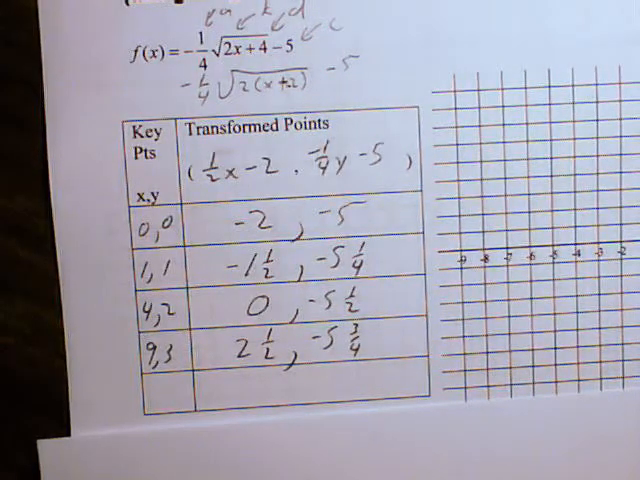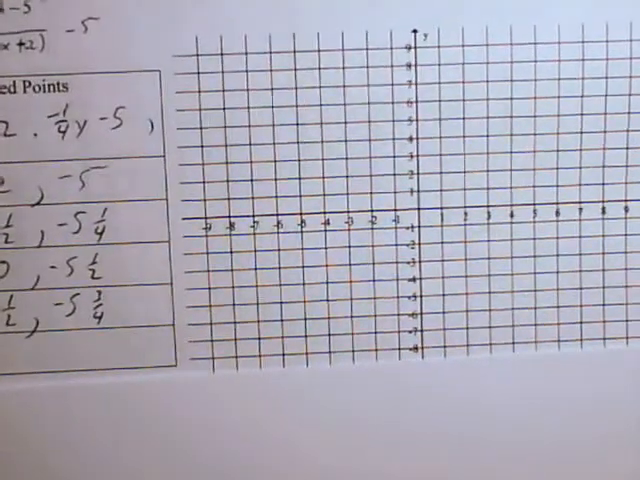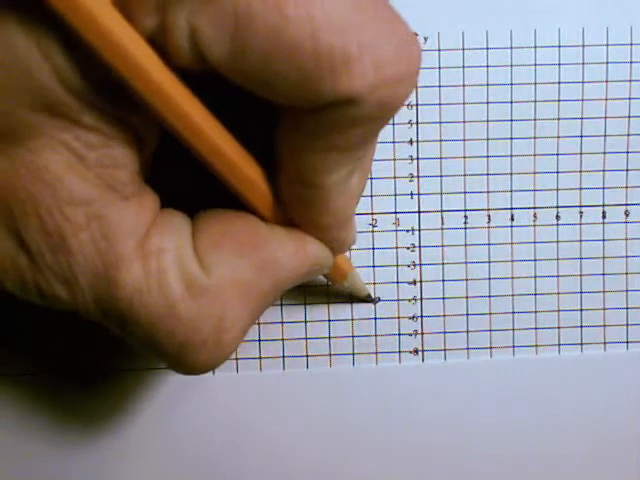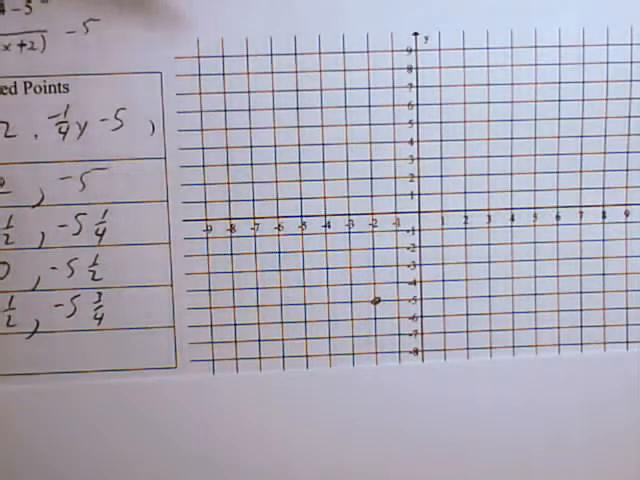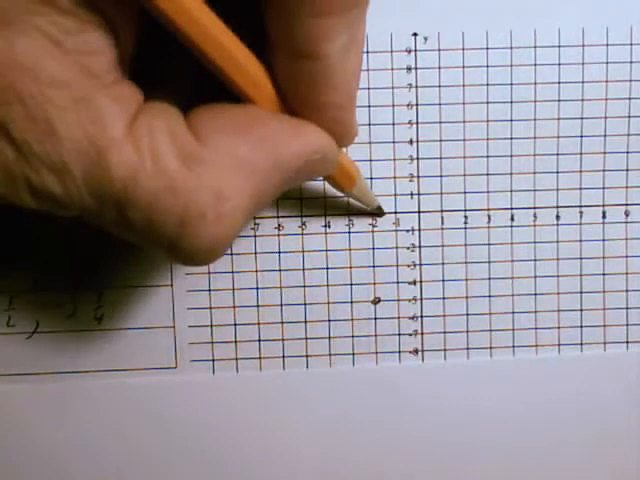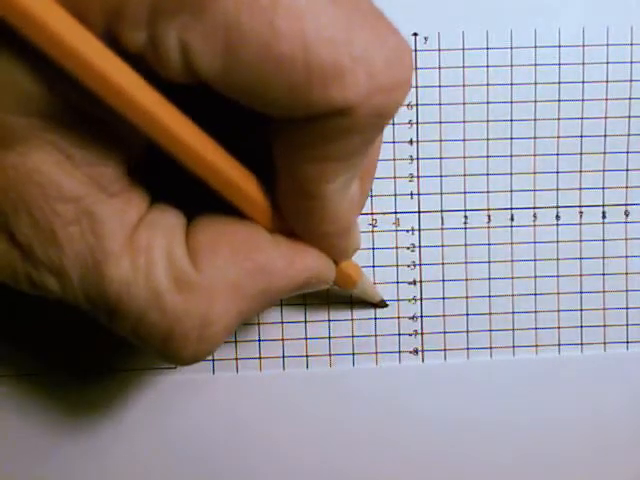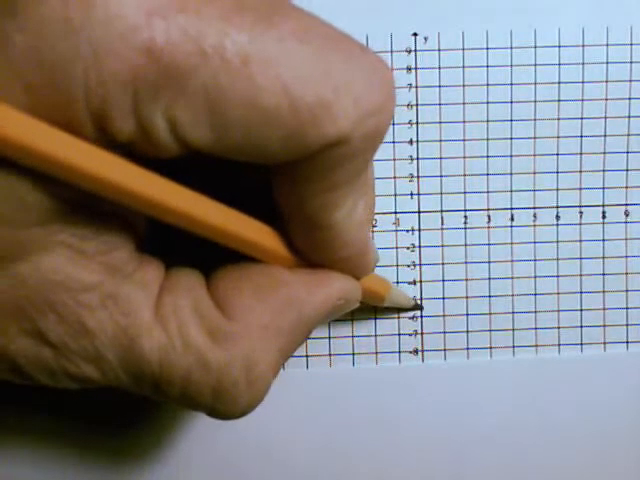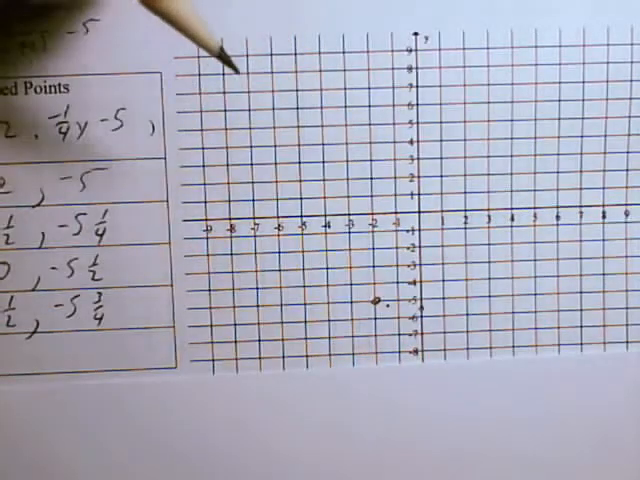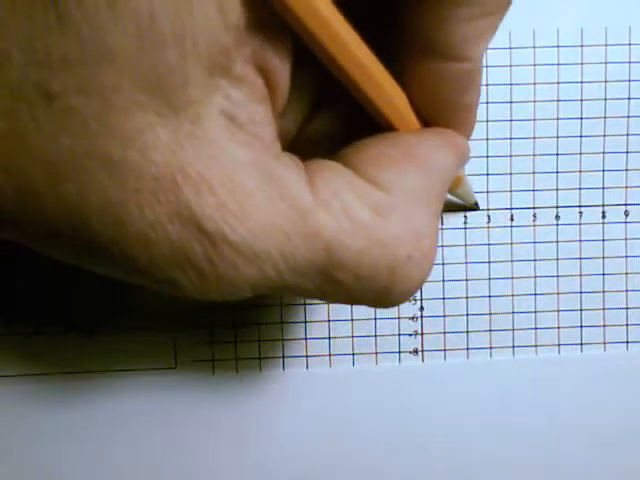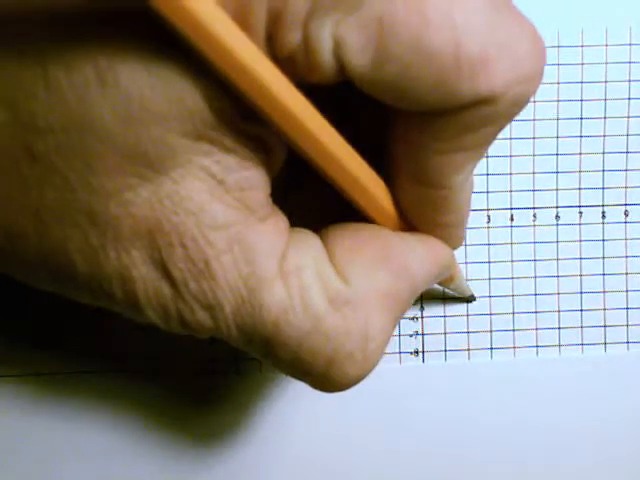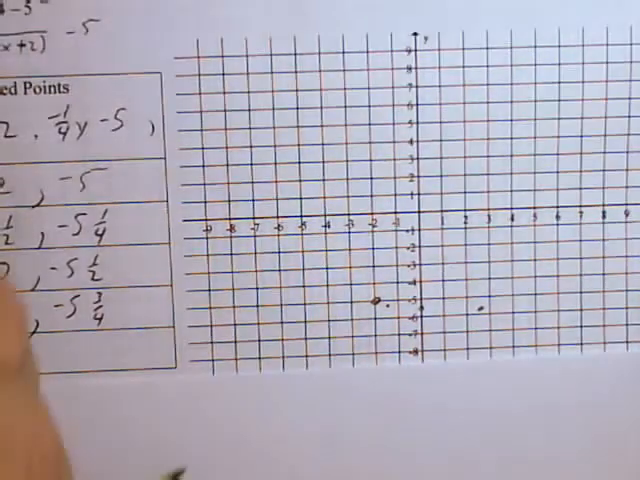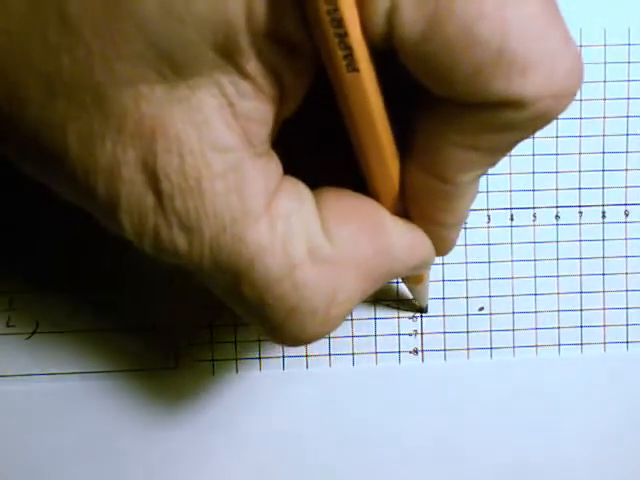Now I will just plot these points. So I have (-2, -5), which is right here. (-1.5, -5.25). (0, -5.5). And then (2.5, -5 3/4). So my graph looks like this.